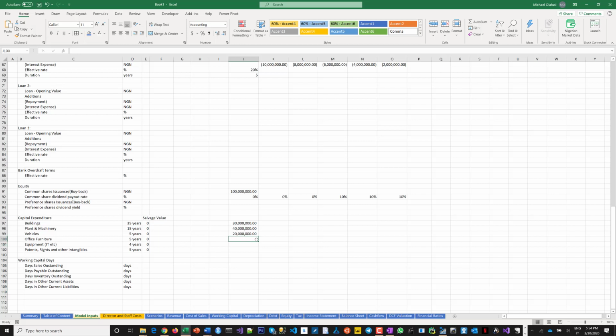Office furniture worth 15 million naira. No, say 10. IT equipment worth 8 million naira. Patent rights, other intangibles, like software licenses and stuff like that, say worth 1 million naira.